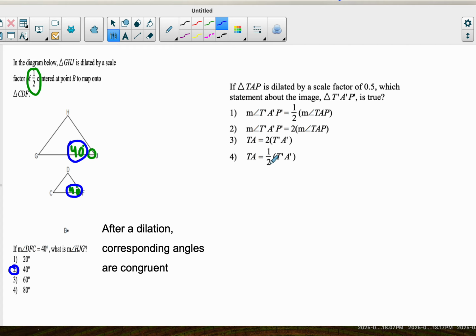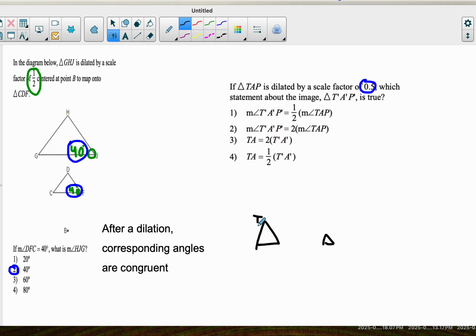If we take a look at the next question, it's saying that triangle TAP is dilated by a scale factor of 1/2. So it's getting smaller. And it's saying which statement about the image, triangle T prime, A prime, P prime, is true. If we wanted to, we could draw a picture to see what's going on.